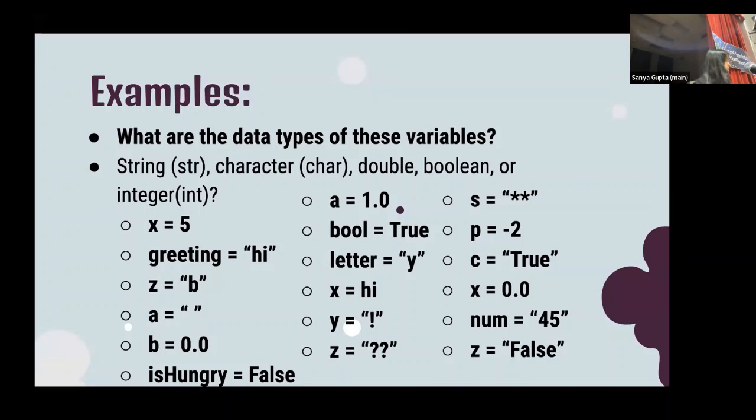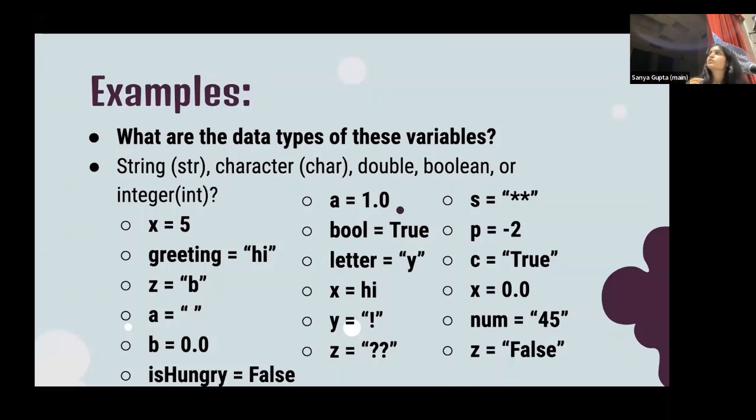Okay, cool. What about the data type of the variable symbol equals asterisk? Where is that? Okay, let me find that. Okay, actually, let's do a different one.